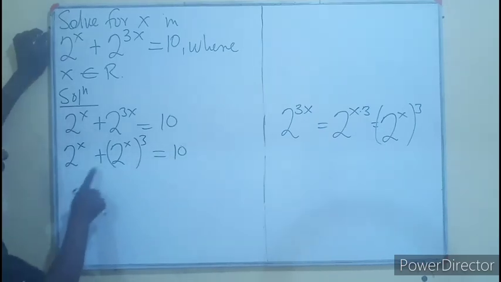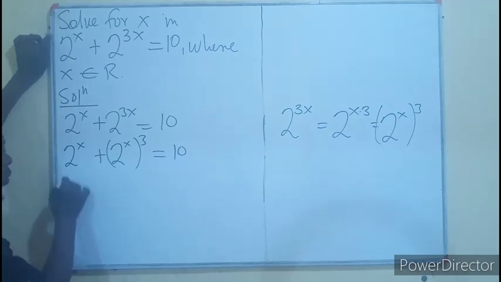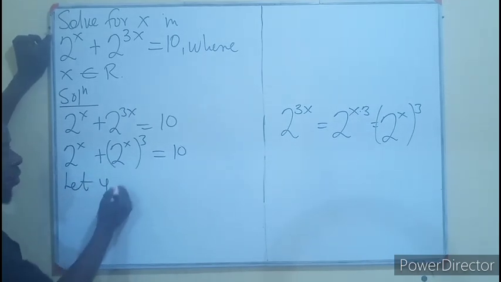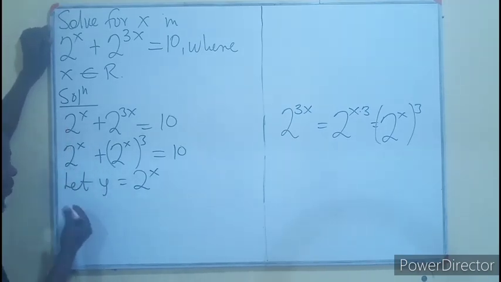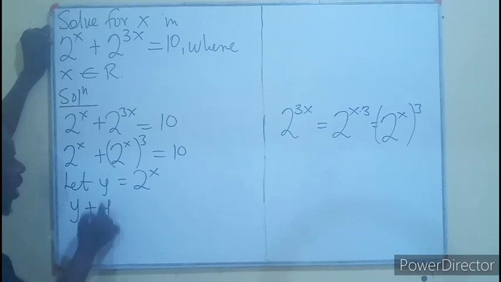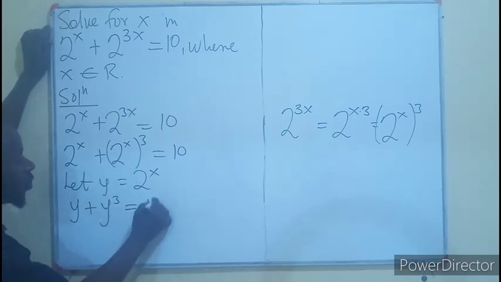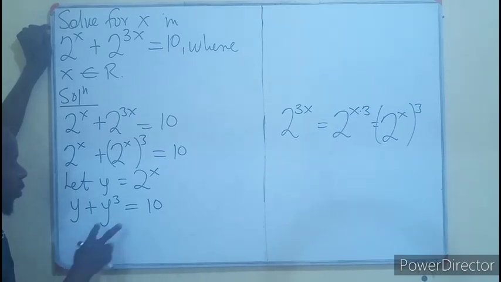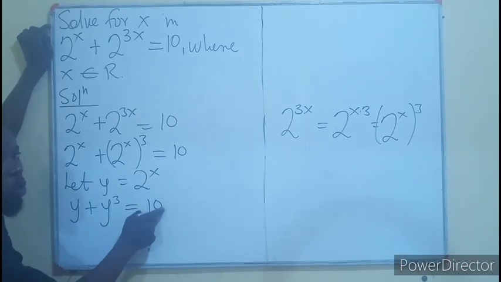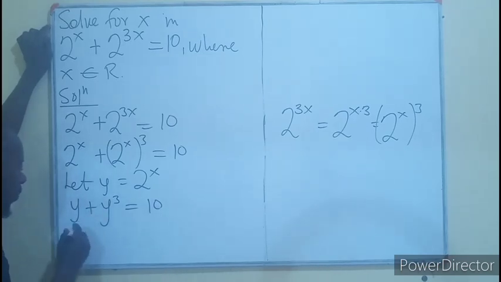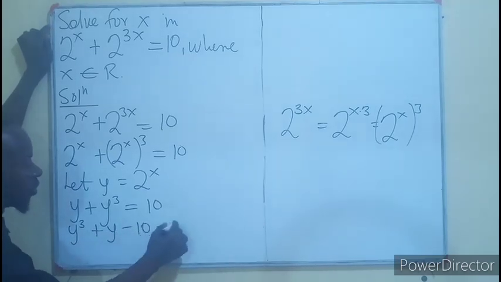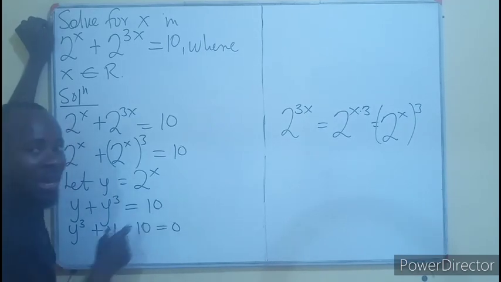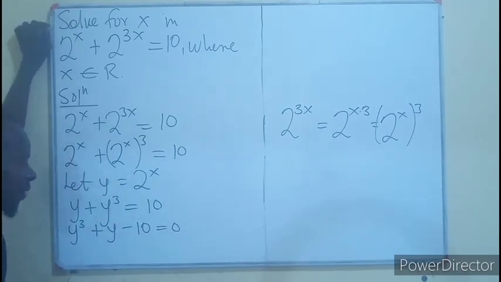And we can see that the one in the bracket and the first term are the same. So let y, or any variable, equal 2^x. Per substitution, this becomes y + y^3 equals 10. So we want to rewrite this whereby we transpose the 10 from the right to the left. So y^3 + y - 10 should give us 0, as in transposing the 10 to the left.